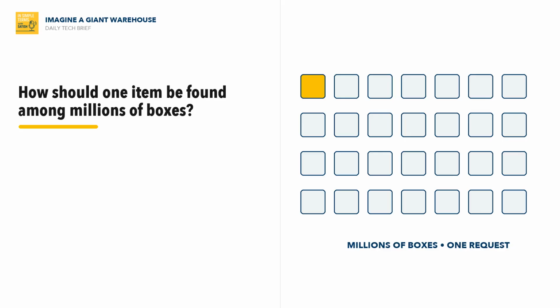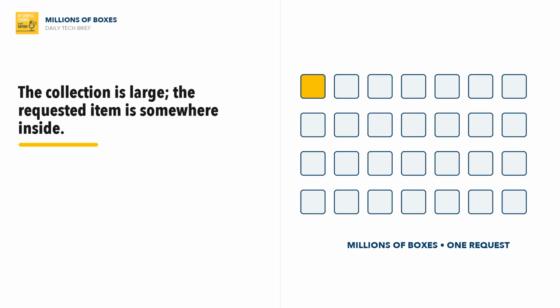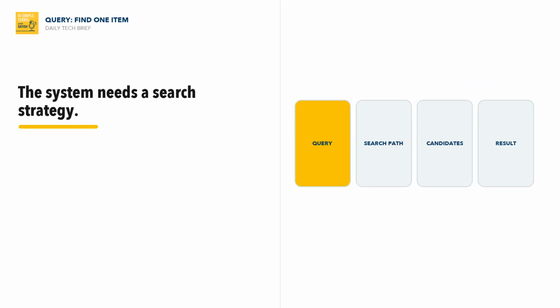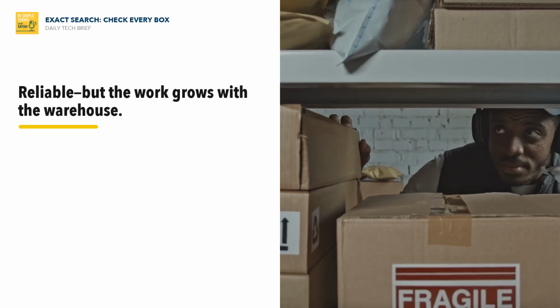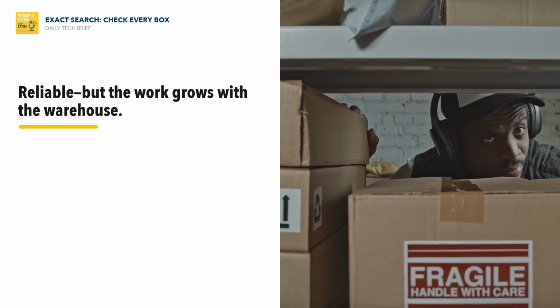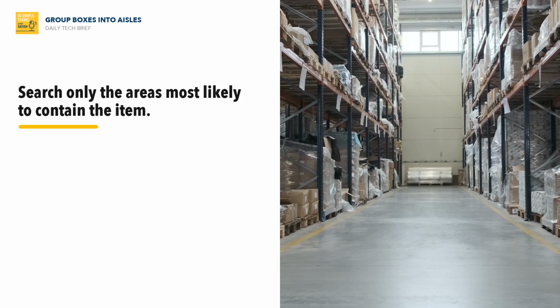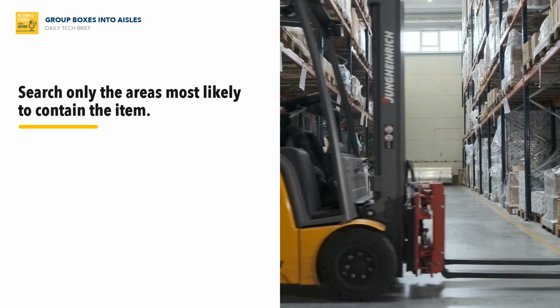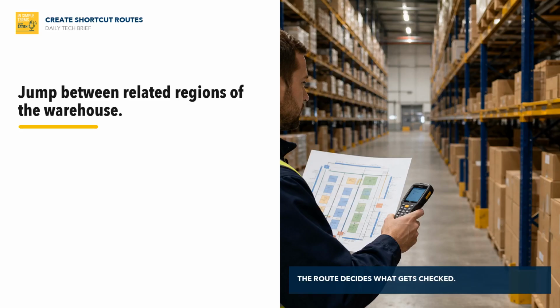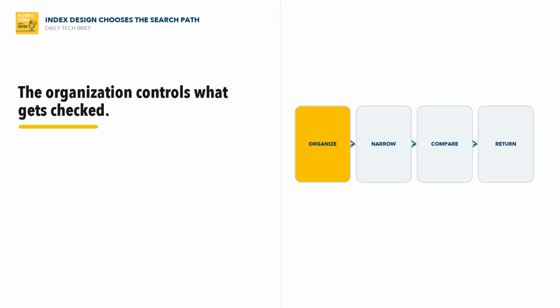Now let us use an everyday example. Imagine a giant warehouse full of boxes. If someone asks for one item, the slow but reliable option is to check every box in the building. A faster option is to group the boxes into aisles and search the aisles most likely to contain the item. An even smarter option is to create shortcut routes between related parts of the warehouse so the search can jump quickly toward the right area. That is the basic idea here.